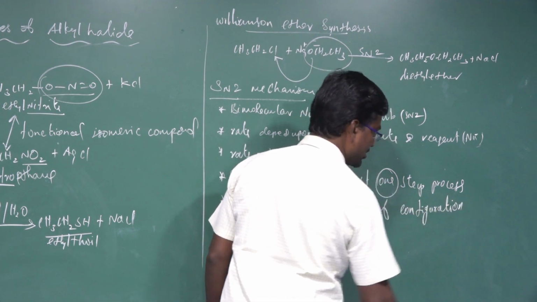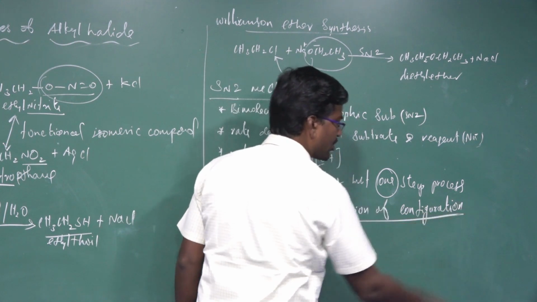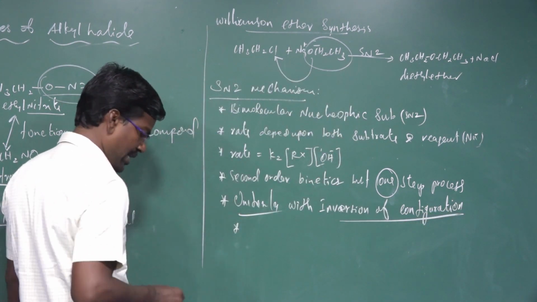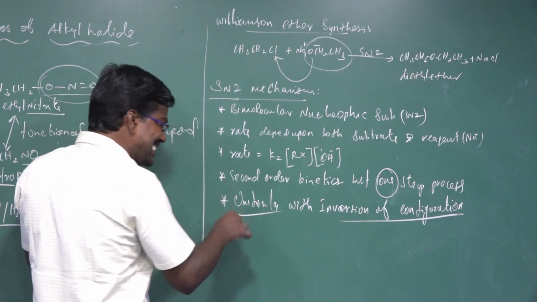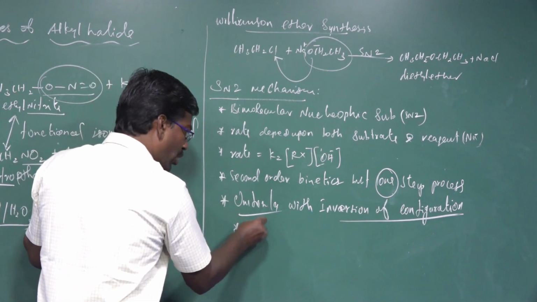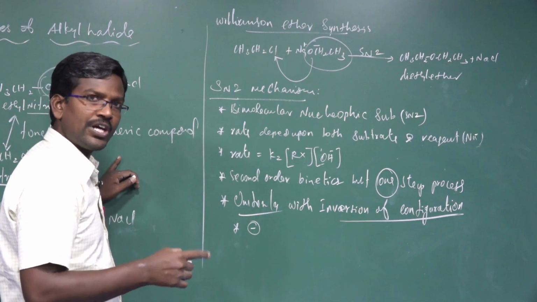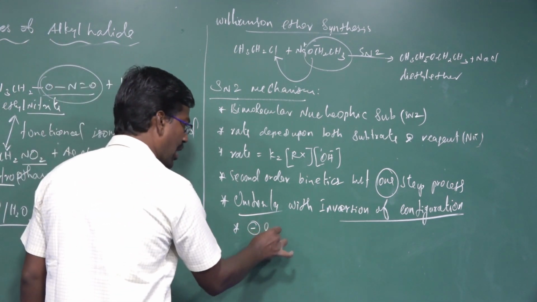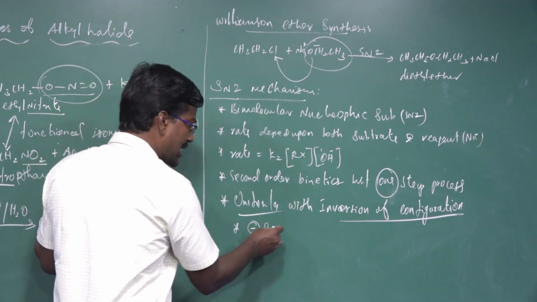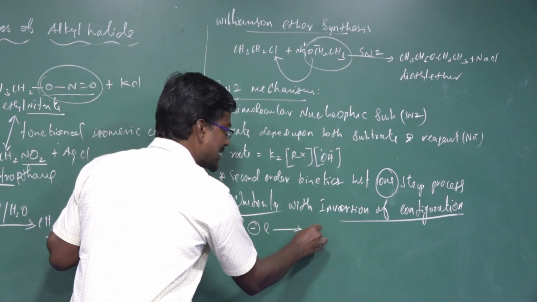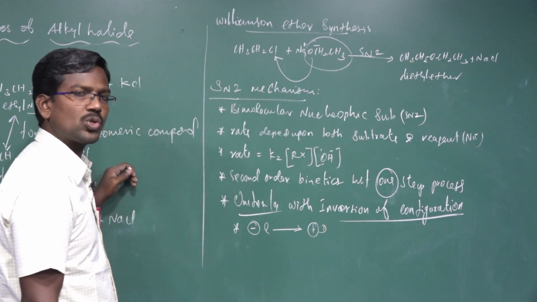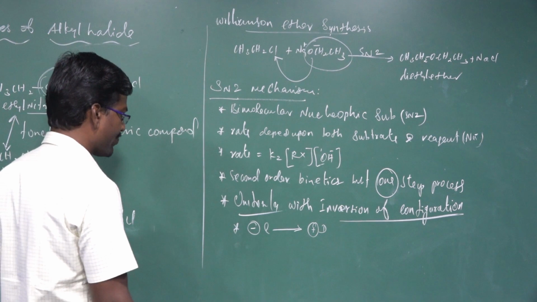Inversion of configuration. What is the meaning of inversion of configuration? Important points. If the initial compound is levorotatory, L compounds, then the product is dextrorotatory, D substances are formed.